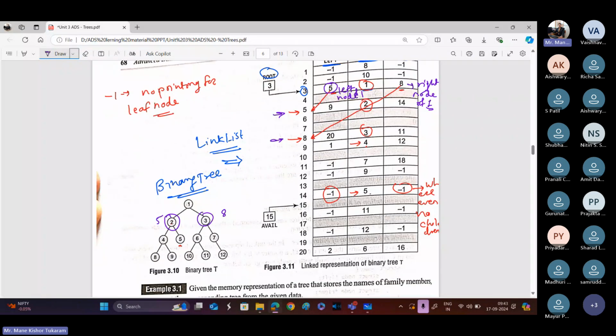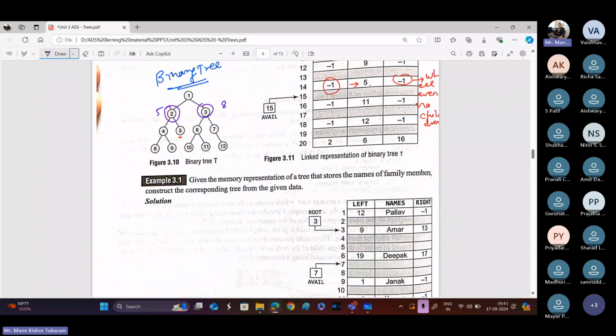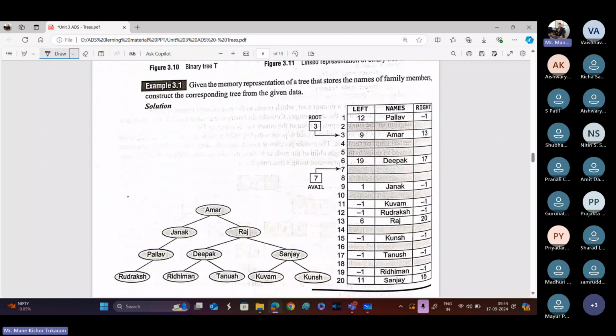One more example is given. Again, Amar has two children, that is Janak and Raj. Our root starts at the third level. So Amar. At the 9th location, we have the entry of Janak. At the 13th location, we have the Raj entry. Similarly, the nodes are connected inside this example also.